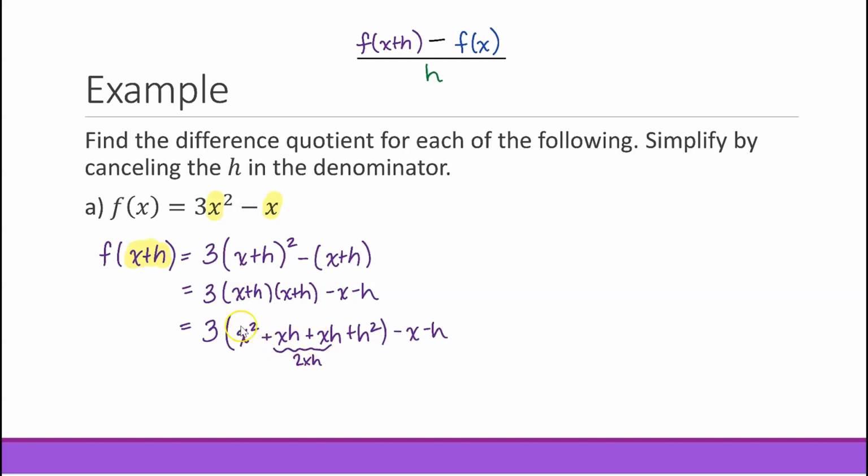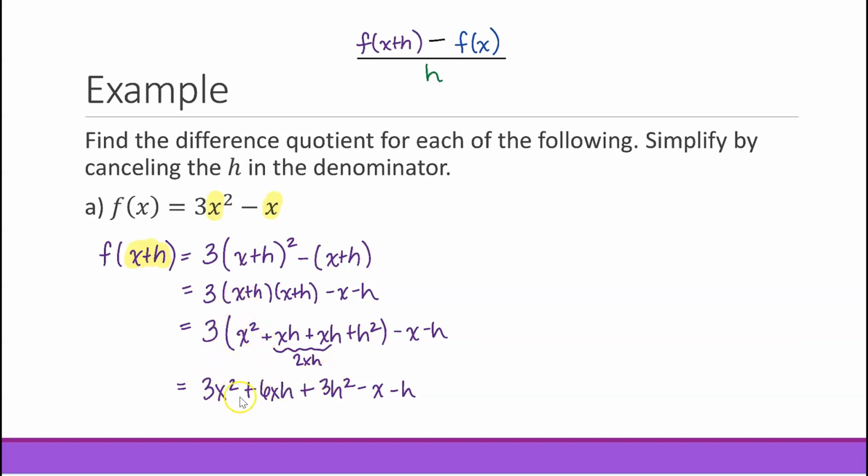2 copies of x times h. So this 3 will distribute, and what are we looking at? 3x squared plus 6xh plus 3h squared minus x minus h. Ooh, so quite a bit of algebra that we have going on here, right? But not too bad. Just really want to be careful about parentheses and distributing.